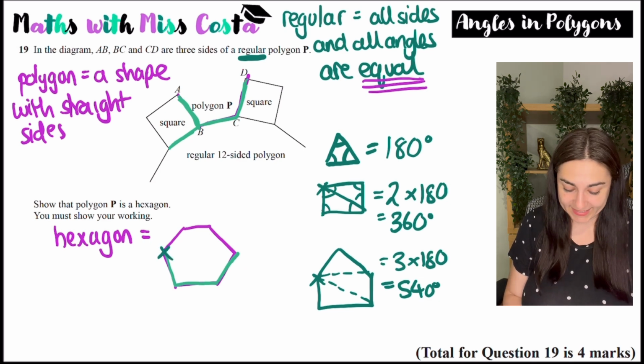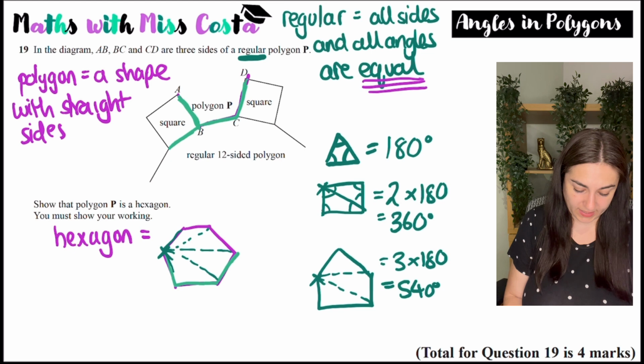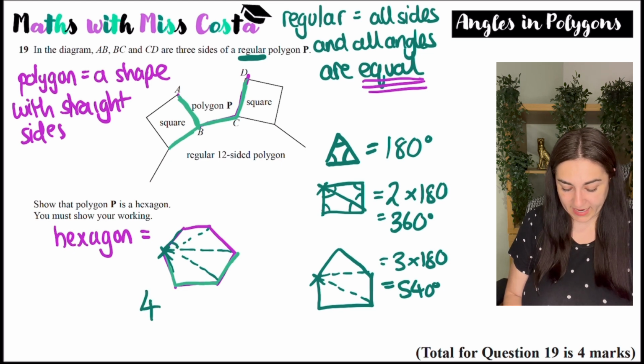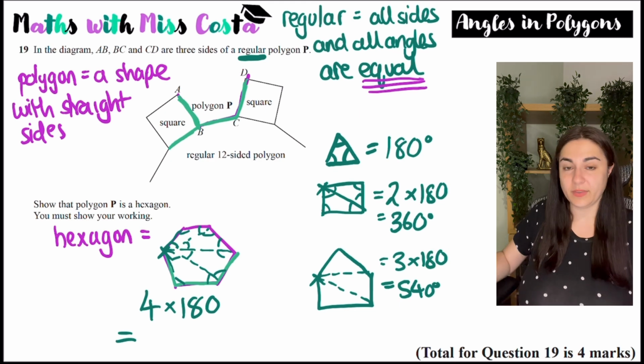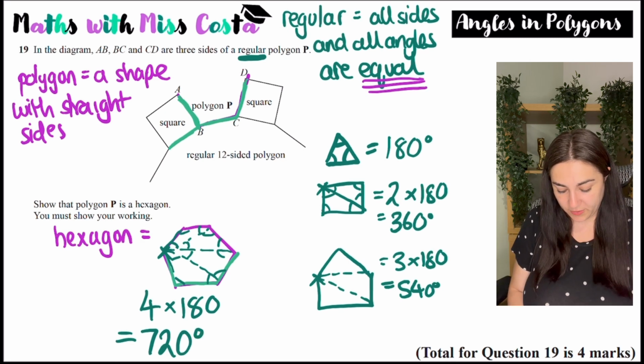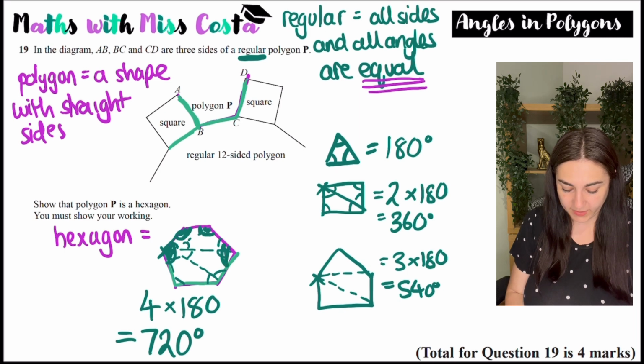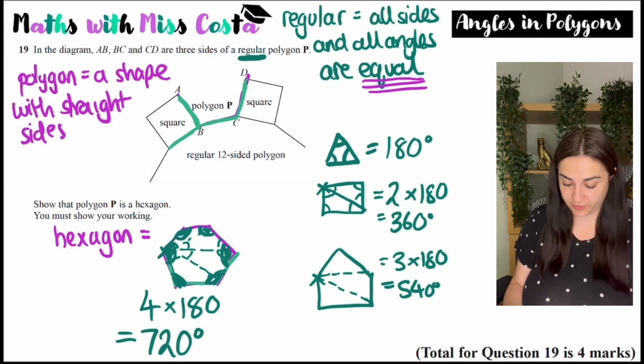So now I'm going to do exactly the same with my hexagon. I start here, I draw lines to each vertex. So as you can see over here, I can split my hexagon into 4 triangles, and each triangle has angles that sum to 180. So I can do 4 times 180, and 4 times 180 is 720 degrees. So I know that in a hexagon, all of the interior angles, so this angle plus this angle plus this plus this plus this plus this, must equal 720.